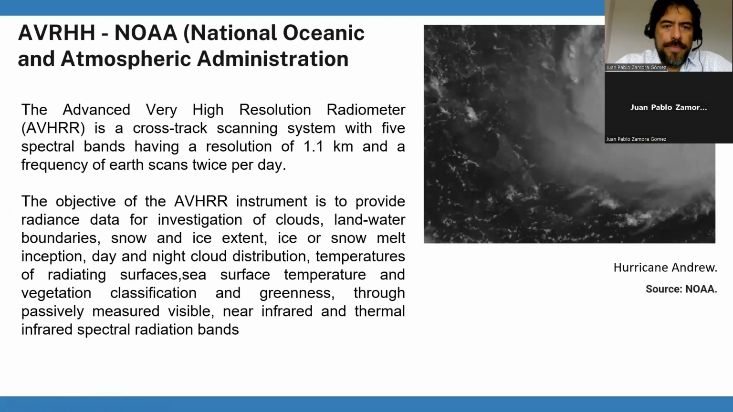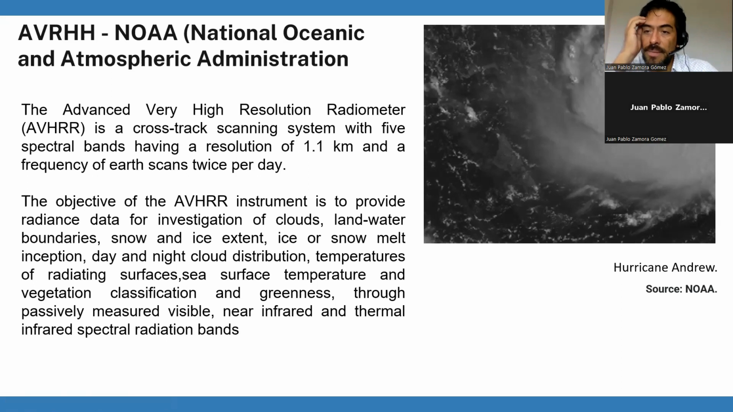We have to mention a very important sensor and a very important satellite mission operated by the National Oceanic and Atmospheric Administration of the United States. The Advanced Very High Resolution Radiometer, AVHRR, is a cross-track scanning system with 5 spectral bands having a resolution of 1.1 kilometers and a frequency of Earth scans twice per day.